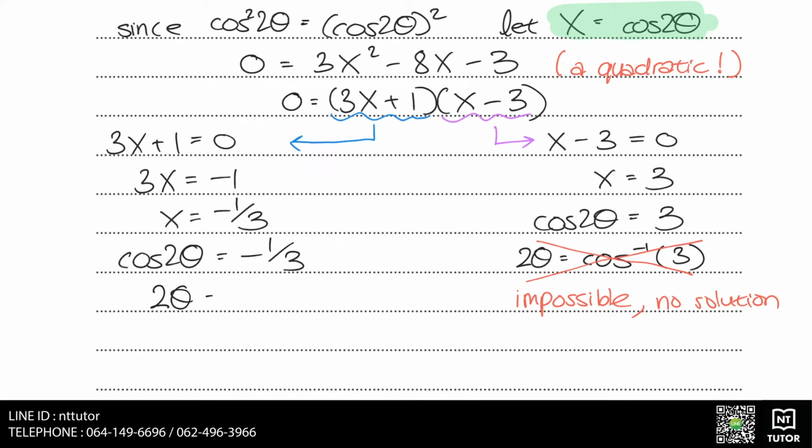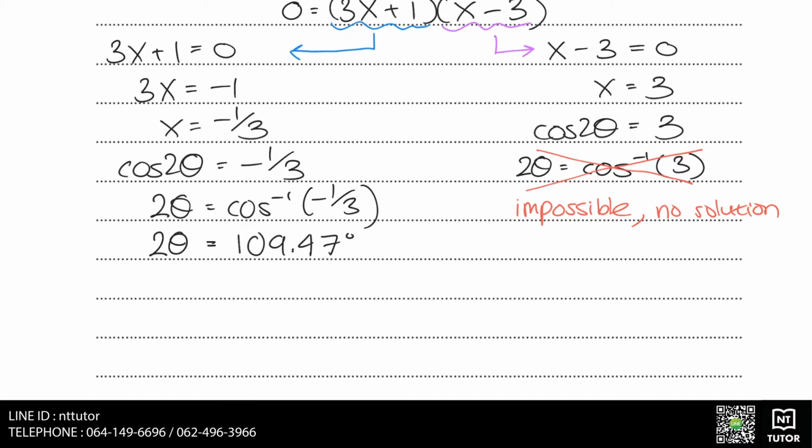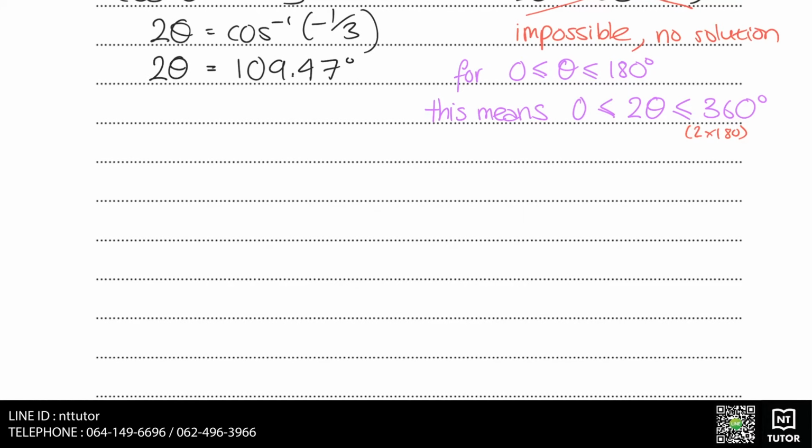To find 2 theta, we can do the inverse cos of minus 1 over 3, which gives us 109.47. Whenever we do inverse cos, inverse sine, or inverse tan, there can always be more than one answer, depending on the range of values we are looking at. The range of theta is from 0 to 180. But in this case, we're working with 2 theta, therefore the range for 2 theta must be from 0 to 360. So we need to find all angles from 0 to 360 that correspond to our value.